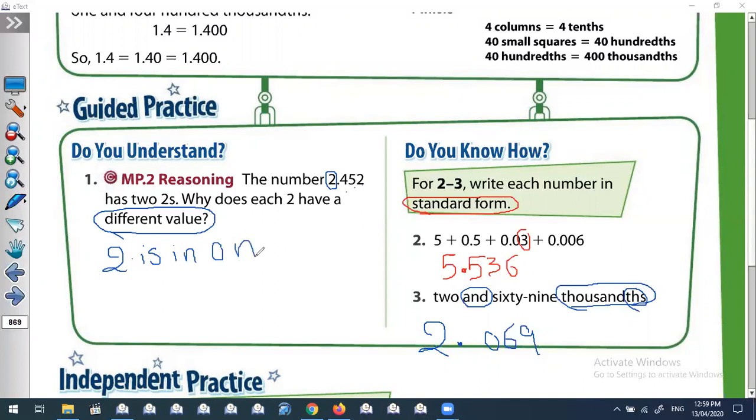What about the second 2? The second 2 here is in thousandths, with TH. The other 2 is in thousandths, because the first one to the right is tenth, then hundredth, then thousandth. So the other 2 is in thousandths, so they are different.